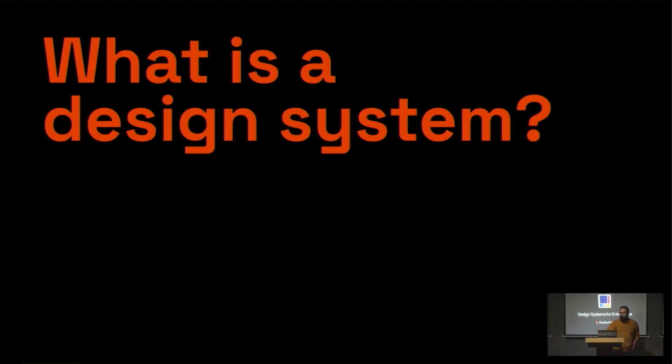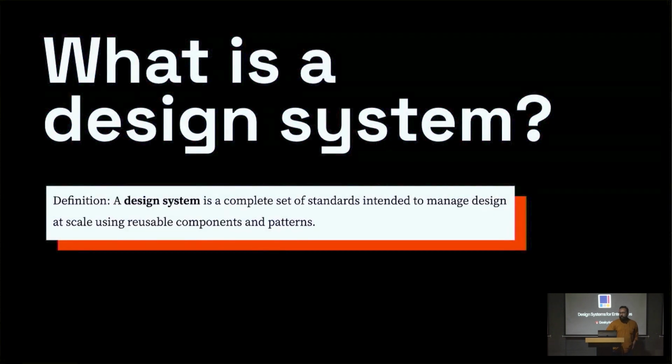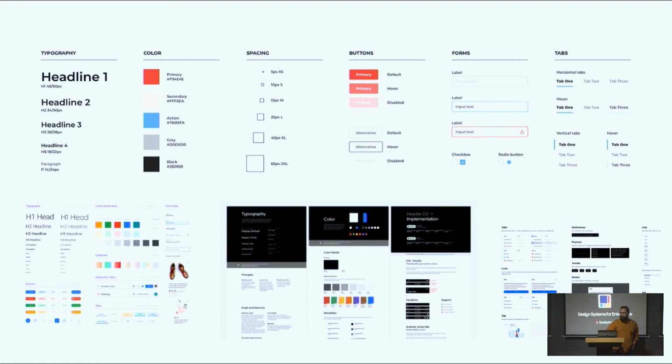So now, if we delve into what a design system is, mostly everyone here already knows, but I will just put a screenshot. A design system is a complete set of standards to manage design at scale, with usable components and patterns. But when we think of it, where are we creating these components and patterns? These are some screenshots of brand design systems that I either worked on or collated.